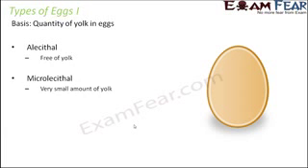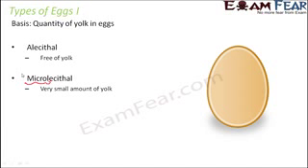Different types of eggs. Now, eggs can be classified into different types on many different bases. Here we are going to discuss the types of eggs based on the quantity of yolk that is present in the eggs. On this basis, eggs can be of four types. Alecithal, that is free of yolk. An egg without any yolk or with a very minimal amount of yolk is alecithal.